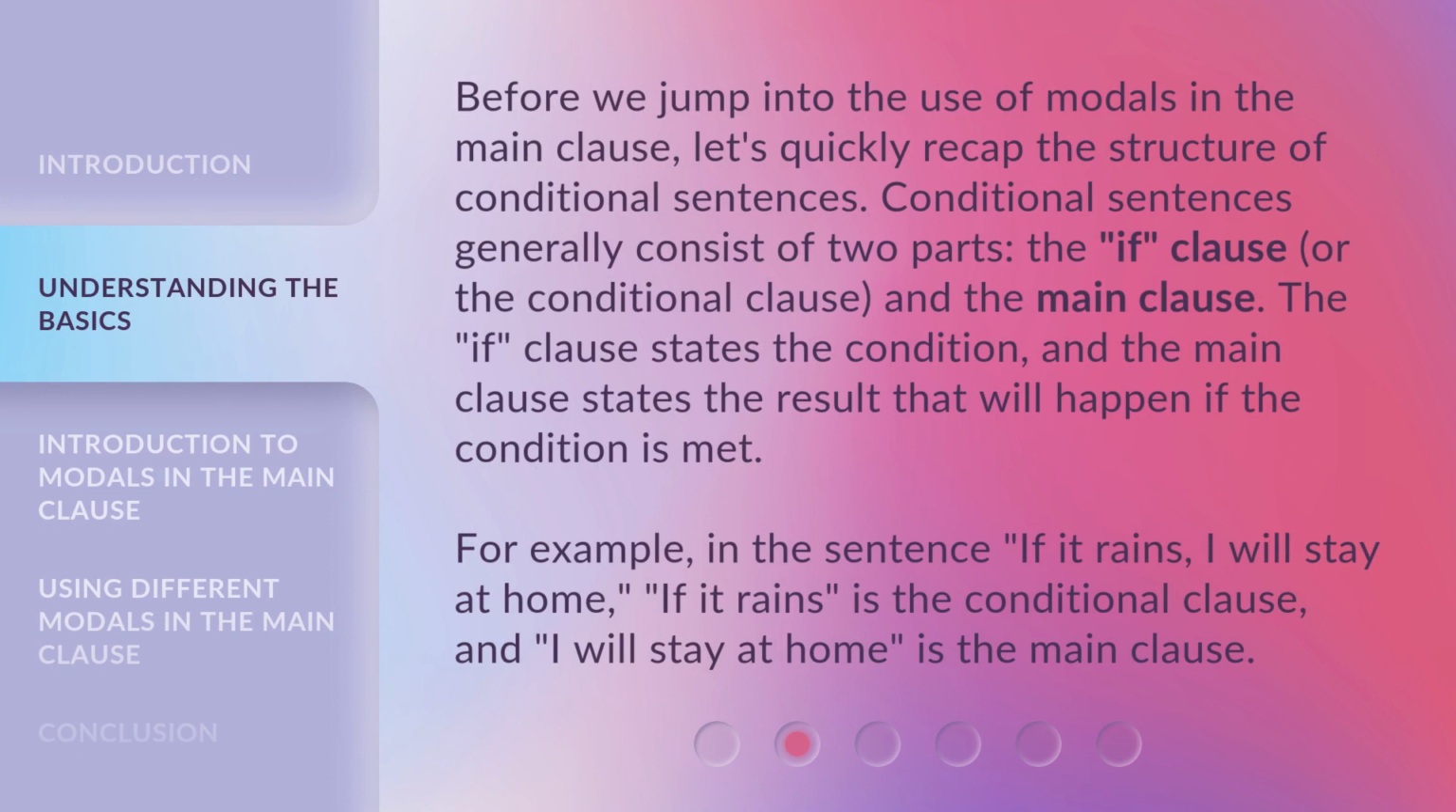Before we jump into the use of modals in the main clause, let's quickly recap the structure of conditional sentences. Conditional sentences generally consist of two parts: the if clause, or the conditional clause, and the main clause. The if clause states the condition, and the main clause states the result that will happen if the condition is met. For example, in the sentence, "If it rains, I will stay at home," "if it rains" is the conditional clause, and "I will stay at home" is the main clause.